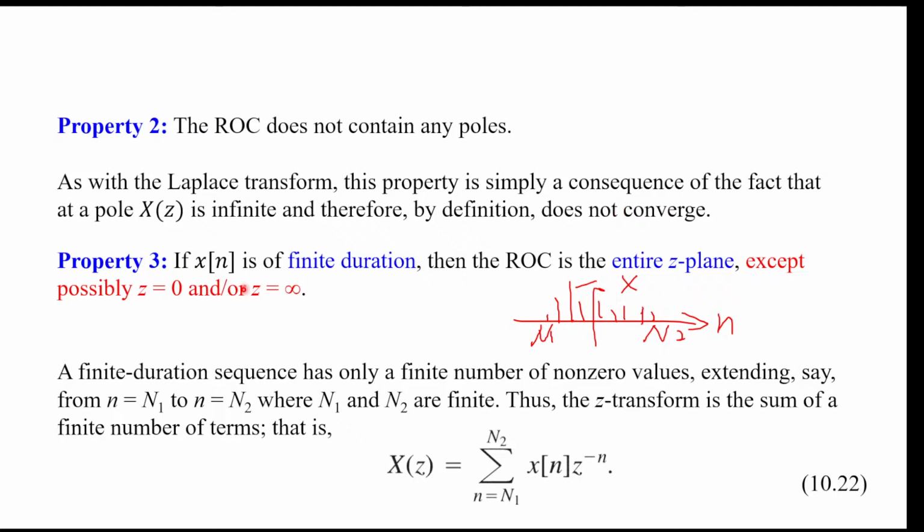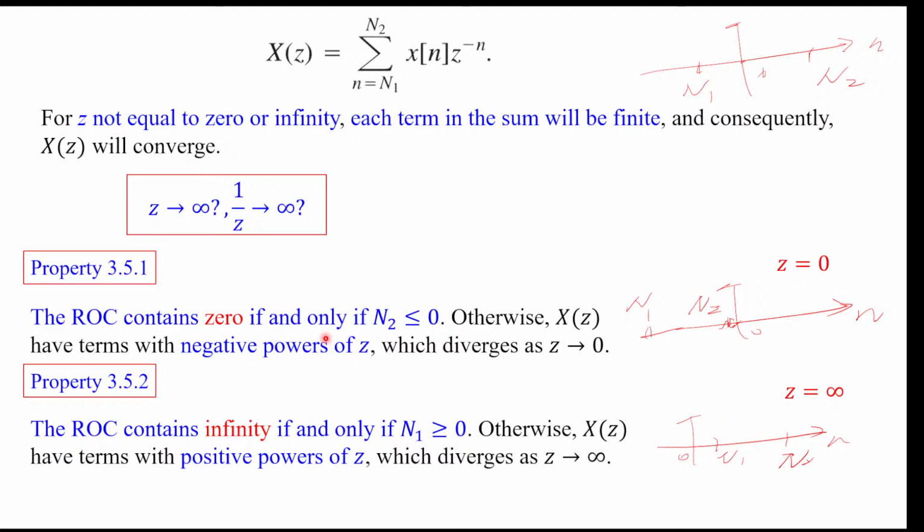But then there are two points that are very singular: the point z equal to 0 and the point z equal to infinity. Even if x[n] is finite duration, whether the ROC includes z equal to 0 and z equal to infinity is something extra that you need to think about. For finite values of z, the summation is just a finite value. But if you want your ROC to include z equal to 0, then you want the upper bound of your summation to be less than or equal to 0, something like this.